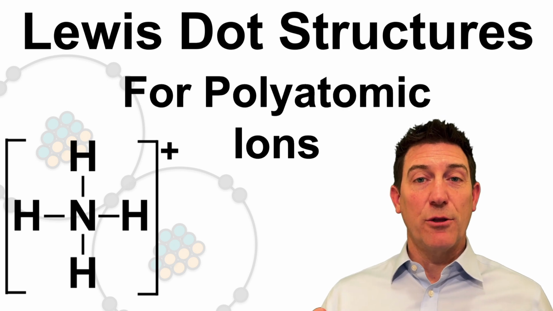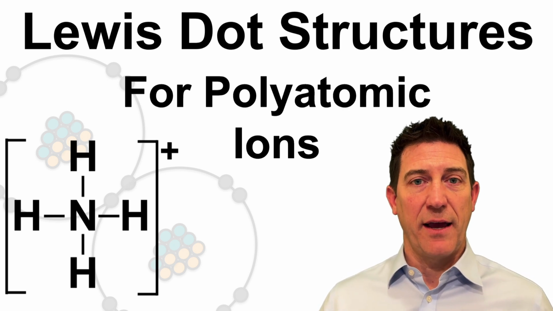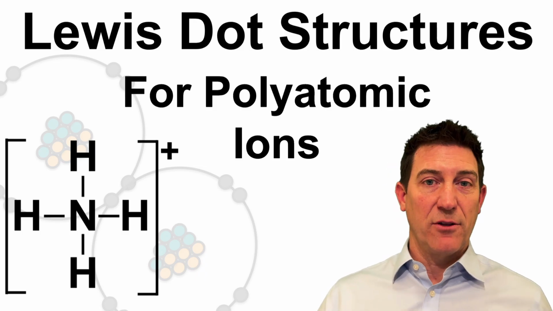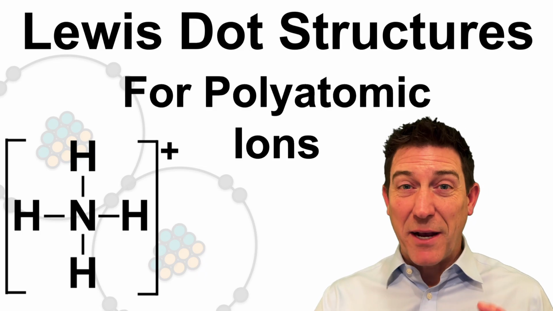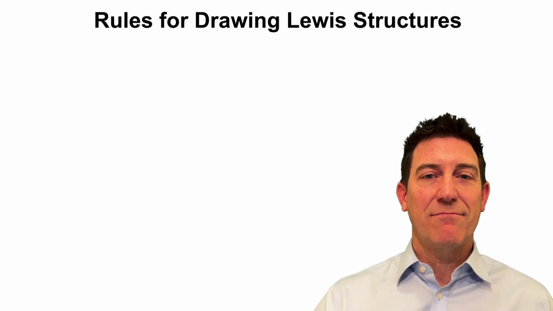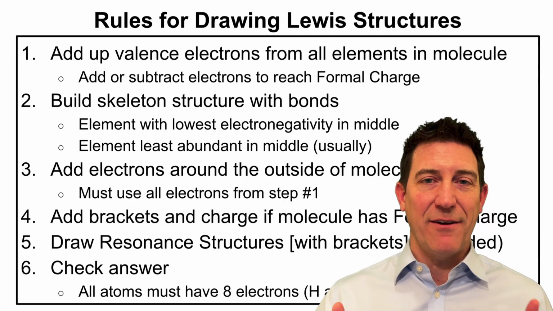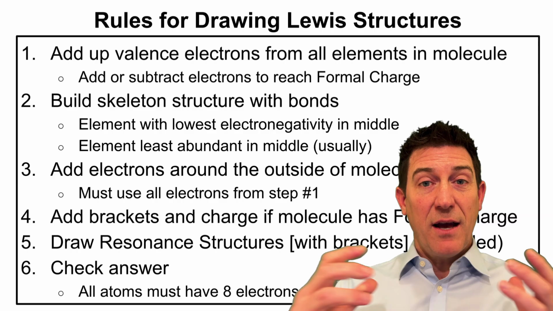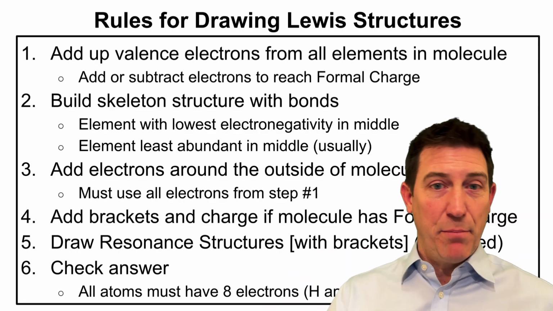I want to show you how to draw Lewis structures for polyatomic ions. Polyatomic ions are a little more complex than just a regular molecule, so they require some special steps when we're drawing Lewis structures. The great thing is, you don't have to do anything different than all of the other Lewis structures that we've drawn together, because polyatomic ions are built into the rules.